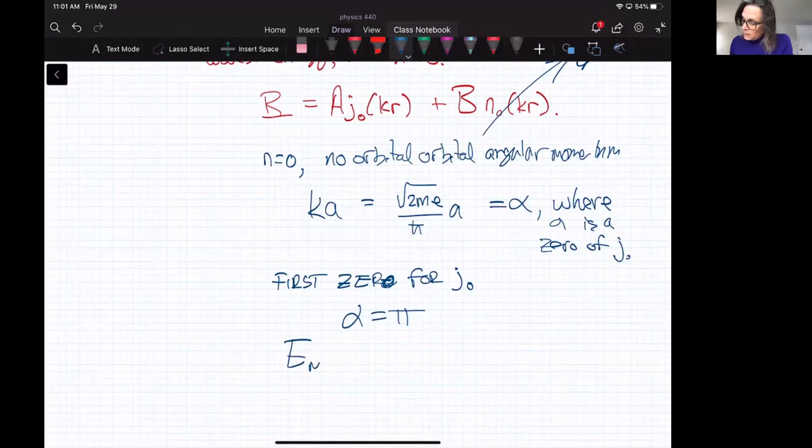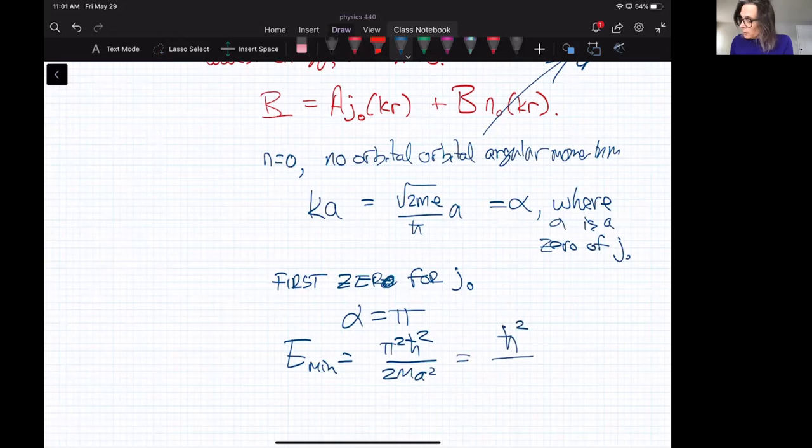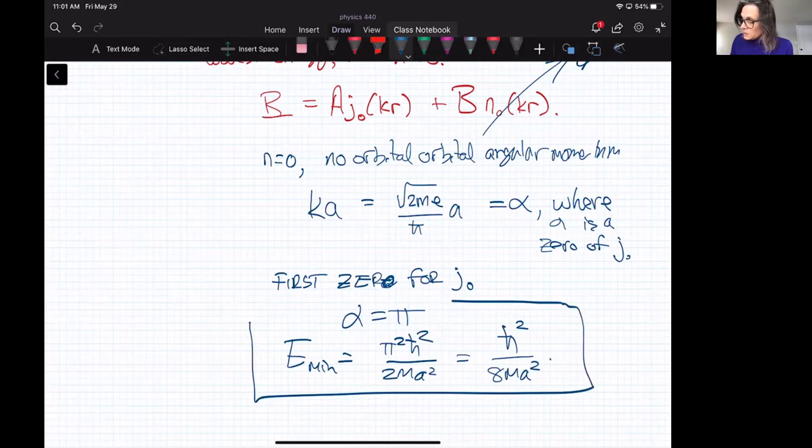So that means that E min in this case is pi squared h bar squared over 2ma squared, which equals h bar squared over 8ma squared, which is what you would expect and is something that you've seen in quantum.